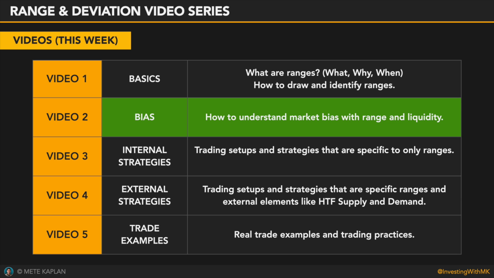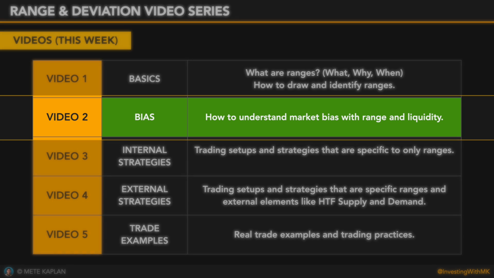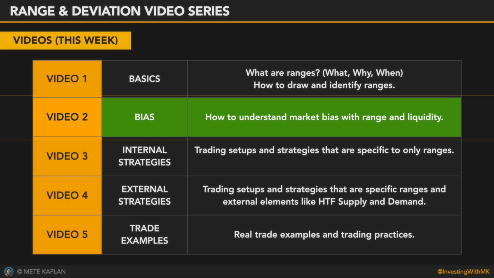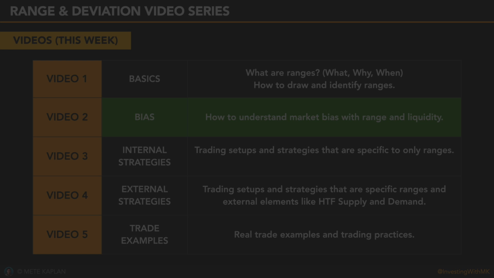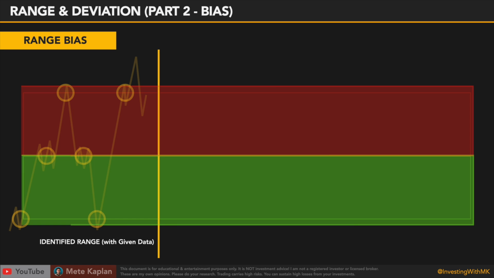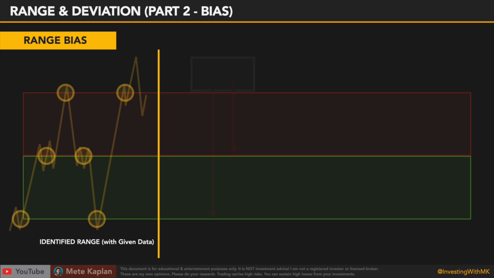This week, before moving into strategies, I would like to talk about range bias and how we can use it to our advantage. Finding trading setups will become much easier when we have a range and market bias. As you know, ranges consist of two major external parts, premium and discount. Once a range is identified, our job becomes 10 times easier because when we look for trading setups, we'll have much clearer market bias and trade direction.